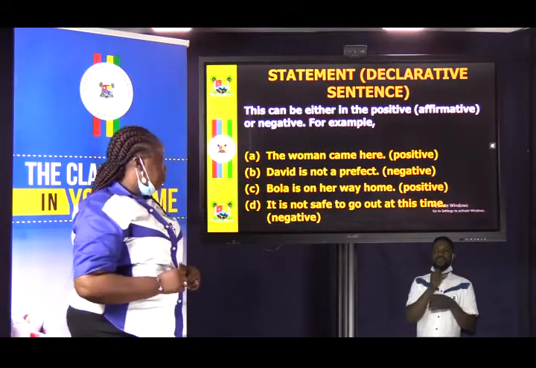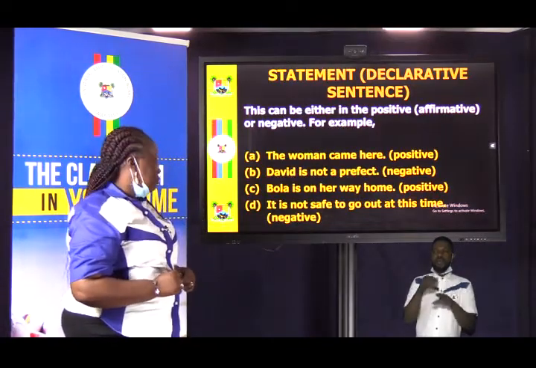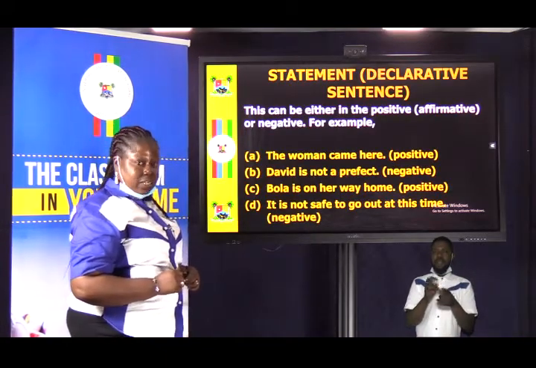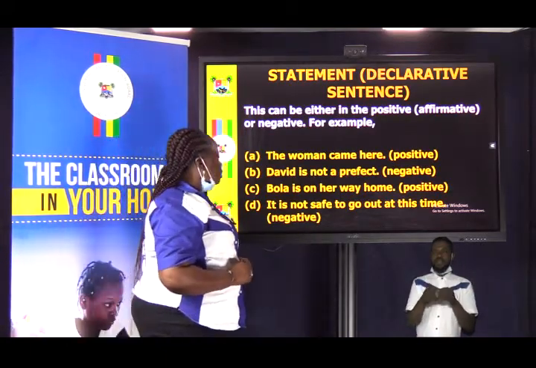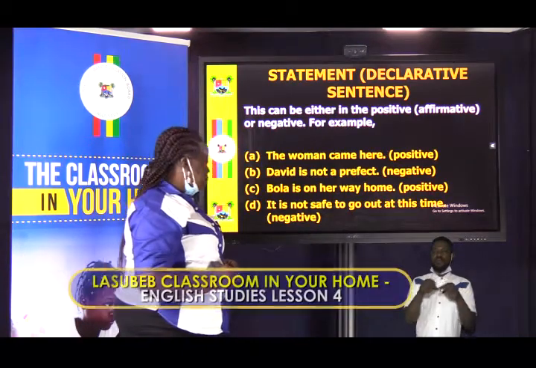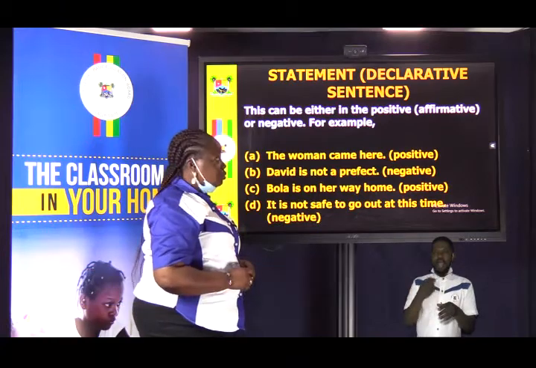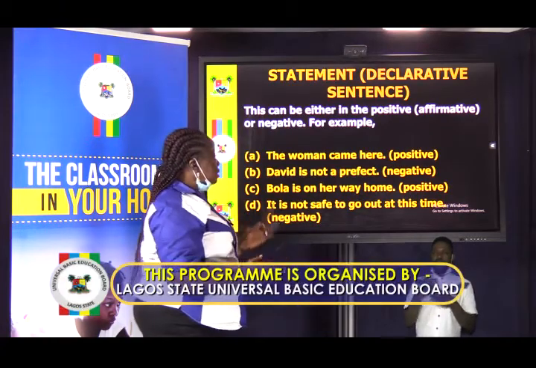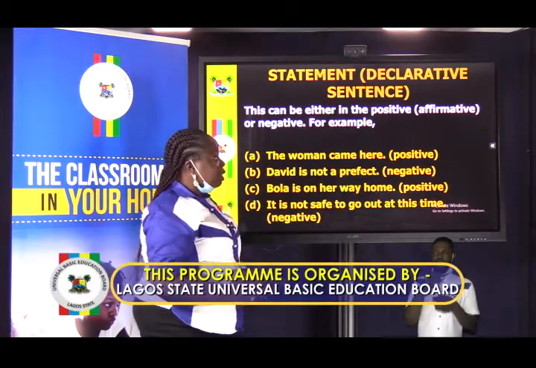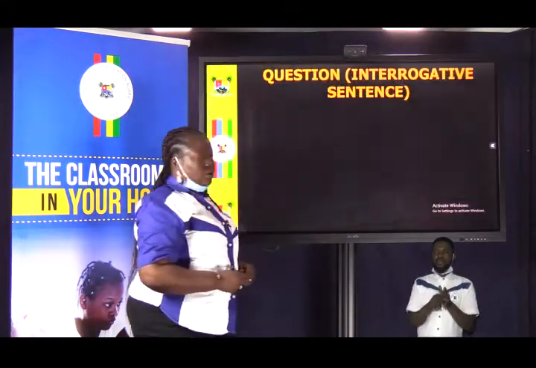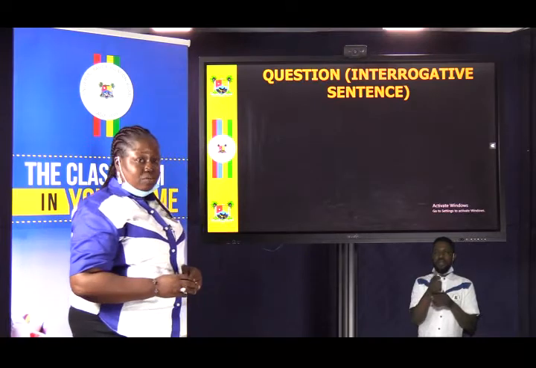It is not safe to go out at this time. That is a negative sentence or a negative statement. Are we together? So we have looked at statements and we've said statement can either be in the positive or negative. Now let's look at another type of sentence.